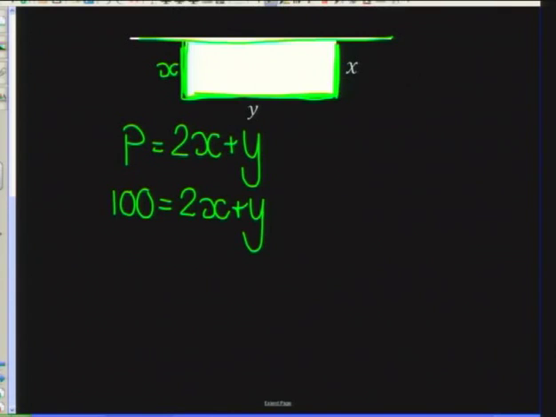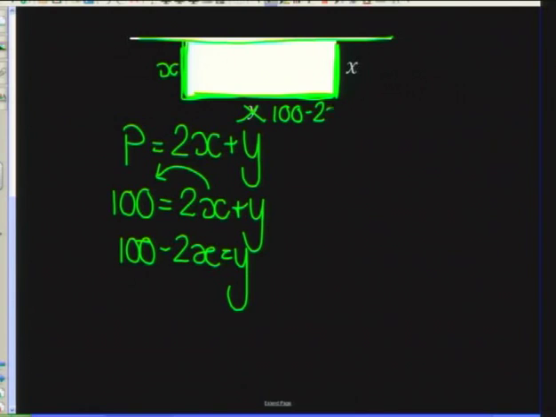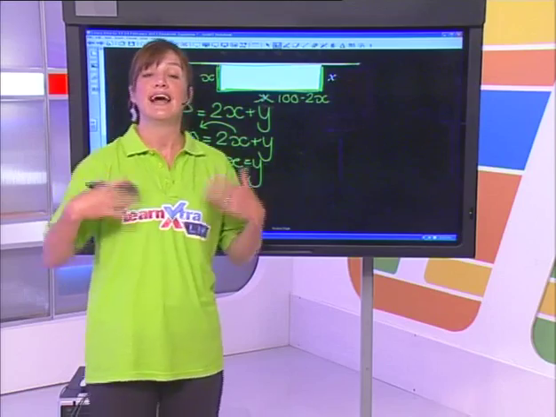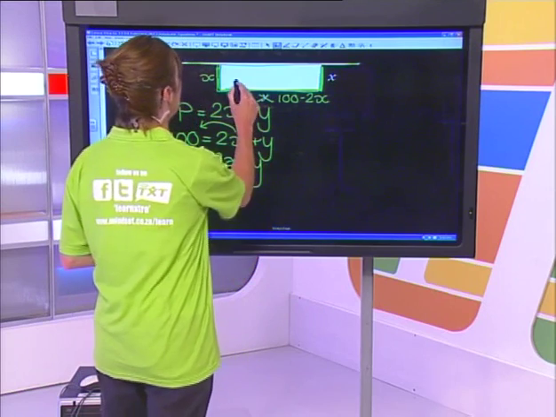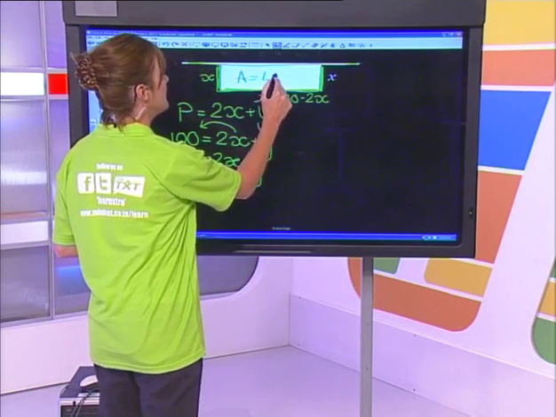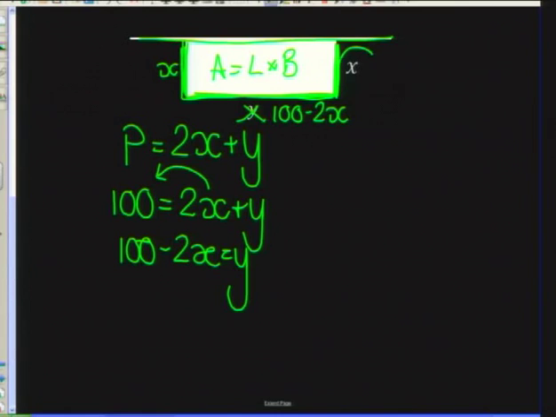Now the reason why we start off with this is because we need to write y in terms of x. So you need to move the 2x over and say 100 minus 2x is equal to y. So therefore we're not working with y anymore. We're going to refer to it as 100 minus 2x. The idea now is that we have to find an equation for the area of a rectangle. And the area of a rectangle we would calculate by saying length times breadth, so in other words, x times 100 minus 2x. That gives us a quadratic equation.